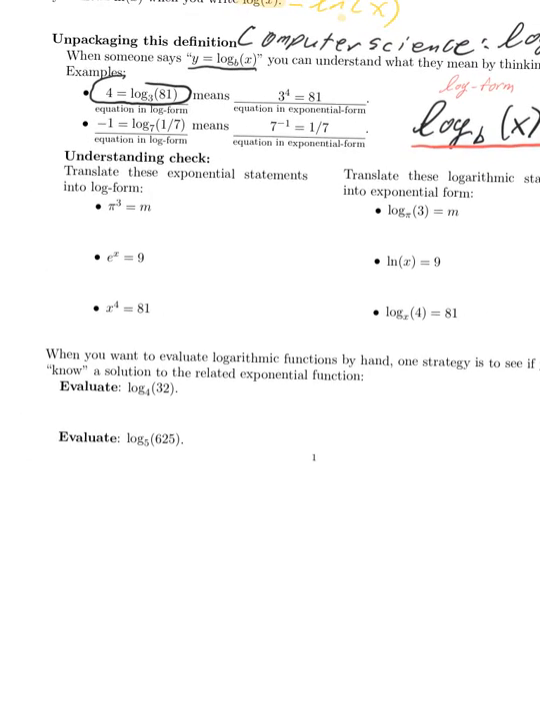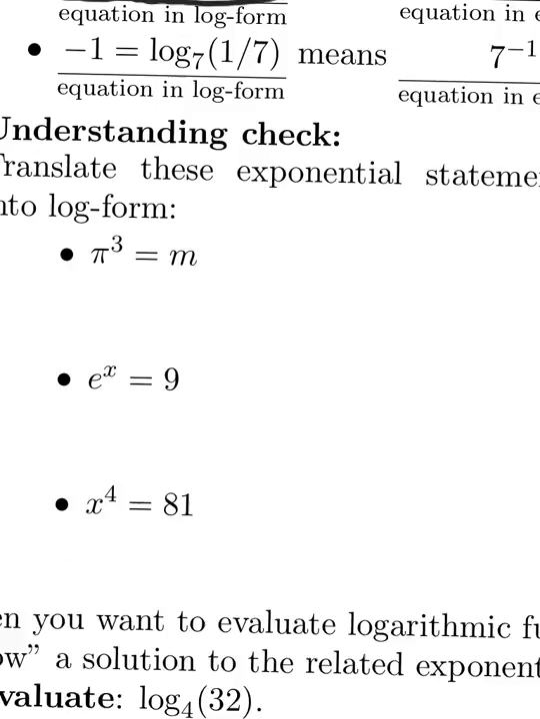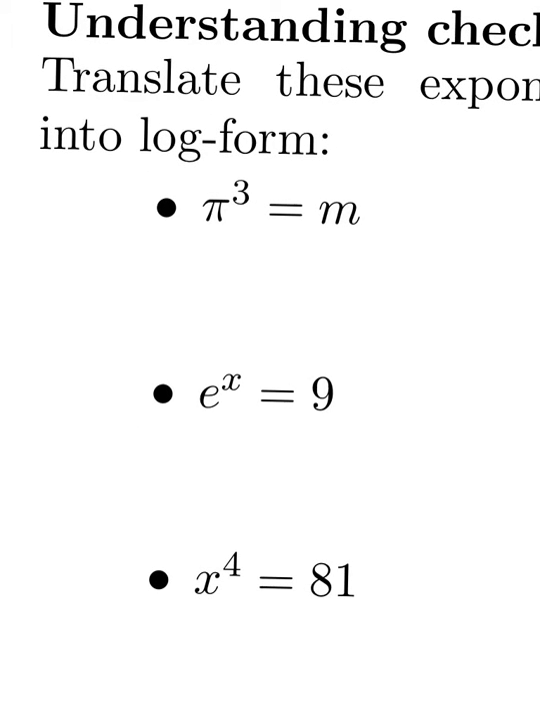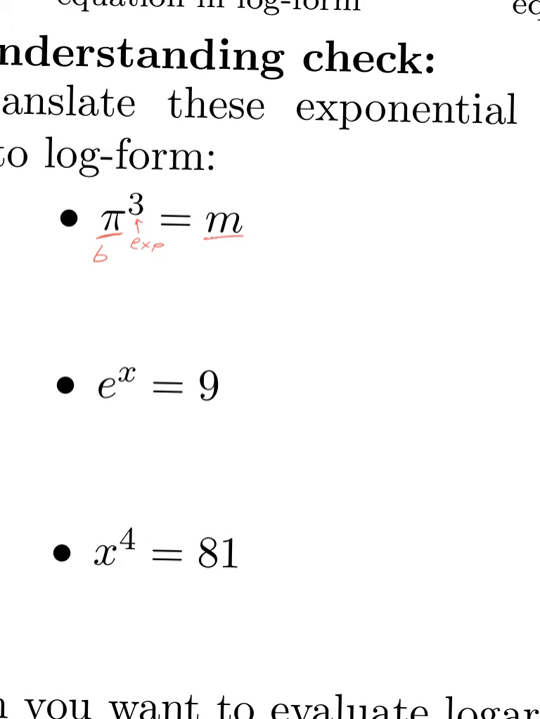Let's think about translation between these. So these are all equations in exponential form. In this case, pi cubed is equal to m. So that's something where I see a base to an exponent is equal to something on the other side. So let's rewrite that in logarithmic form. The base will still be the base, but it'll be the base in a log. Log base pi of m will be equal to the exponent, 3.